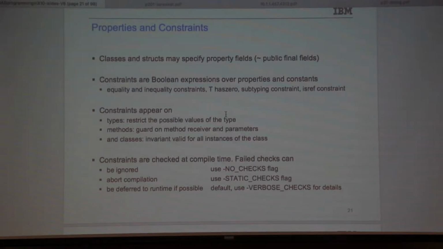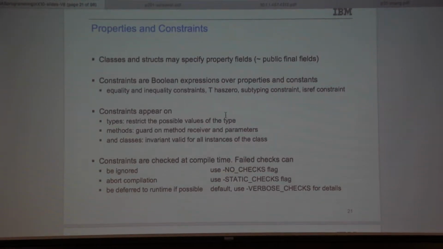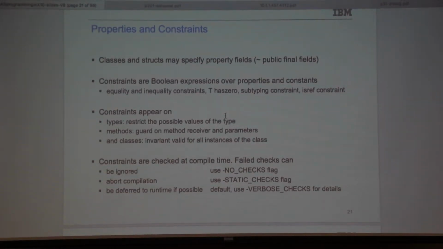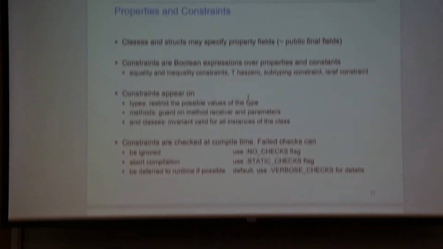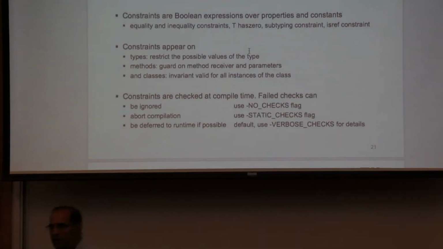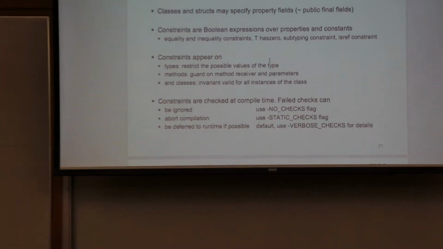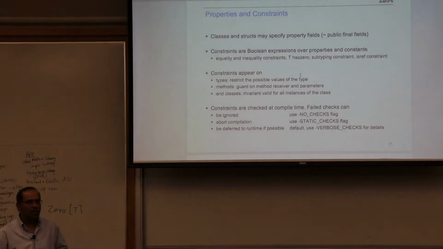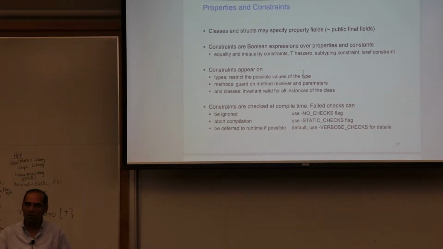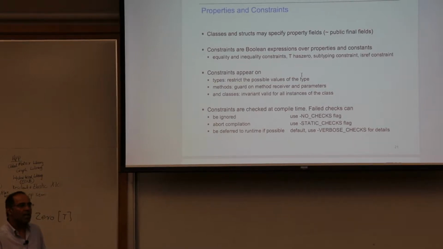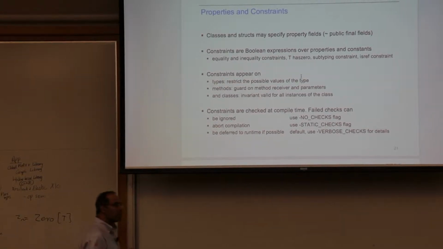In any class or struct that the user defines, certain fields can be marked as property fields. And then these property fields are allowed to occur in types. They have a runtime representation, so you can access them from normal code as usual to get their value. But in particular, you can use them in type expressions, and I'll show you now how. And these type expressions are by default checked at compile time.